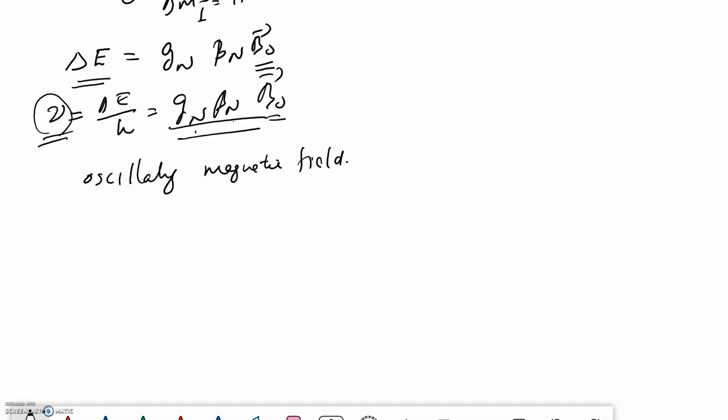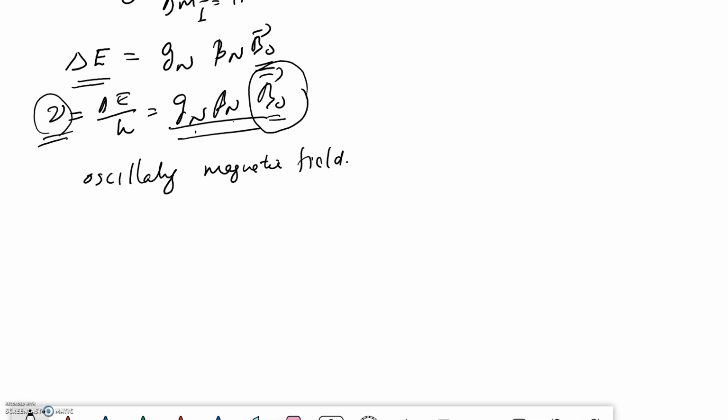This equation shows that the electromagnetic radiation required to effect a transition between nuclear magnetic energy levels depends on the strength of the applied magnetic field. Unlike in other spectroscopies, where we do not require an applied magnetic field, in nuclear magnetic transitions we require the presence of an applied magnetic field.